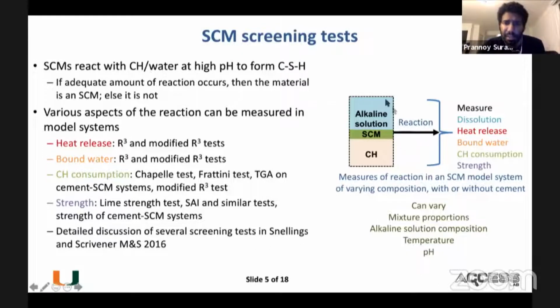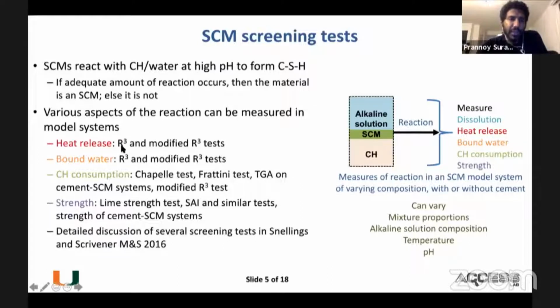Now, this is just a model system that I drew, but you can vary it. You can have cement or you don't have to have cement. You can also vary mixture proportions however you want. You can change the alkaline solution composition. You can change temperature. You can change pH. So this can be changed in a very significant manner, but to a certain extent. It doesn't matter so much because essentially you're measuring these various things. So the way you screen is basically you say if all of these meet some kind of a certain threshold, then the material is an SCM. Otherwise, it is not. Now, there are many tests that measure all of these.